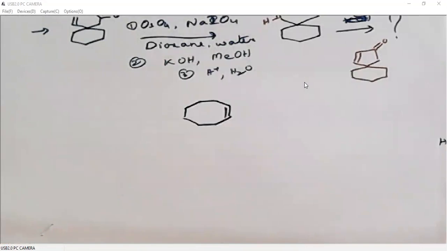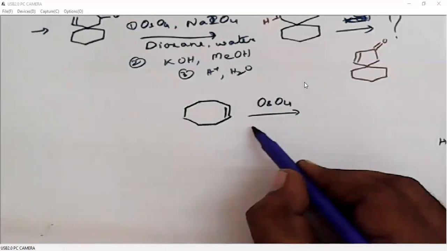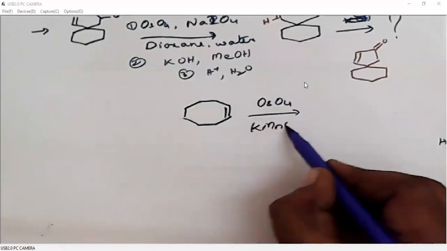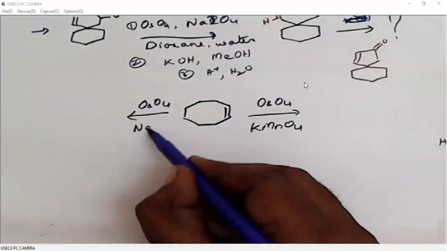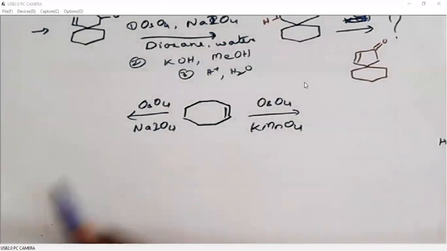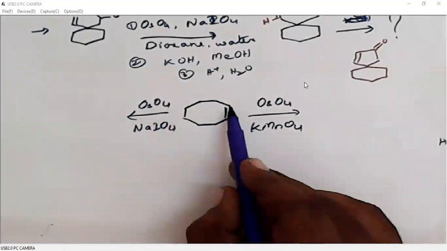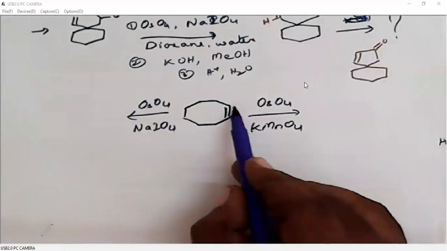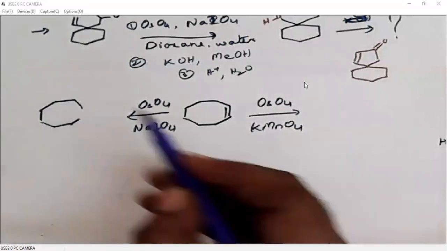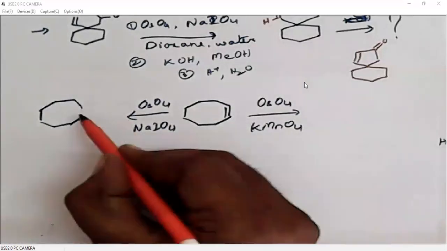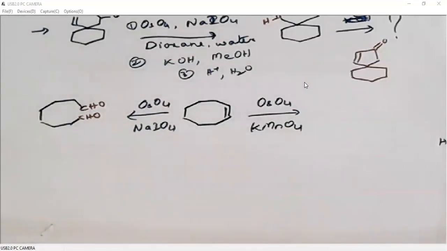Cyclooctane: when we treat this with osmium tetroxide and KMnO4, what are the products? And when we treat this with osmium tetroxide and NaIO4? Of course, we know this product, right? When we do dihydroxylation with osmium tetroxide, it will give a 1,2-diol, and when we treat that 1,2-diol with sodium periodate, what we will get is a carbonyl. If a hydrogen is there, it will give an aldehyde. If both are alkyl groups, it will give a ketone.